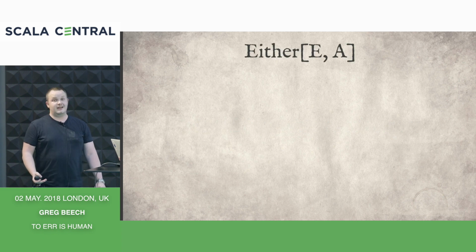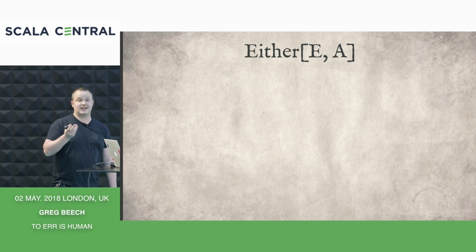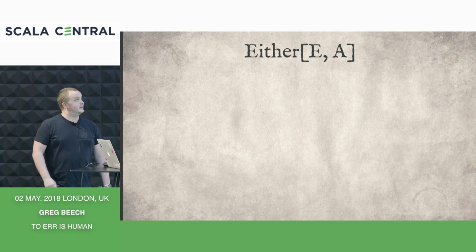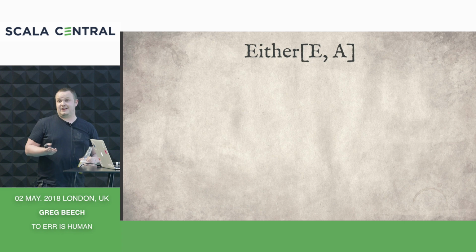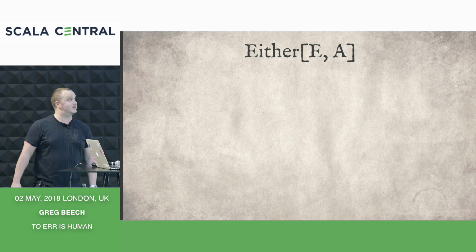So one of the things in Scala is instead of checked exceptions where you kind of have an exception that you're supposed to handle, you've got the Either type. So Either is basically a type that can have one of two values, Left of some kind of error type or Right of some kind of value type.